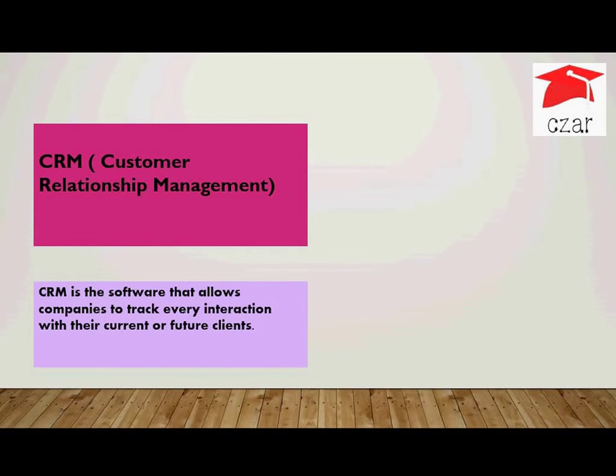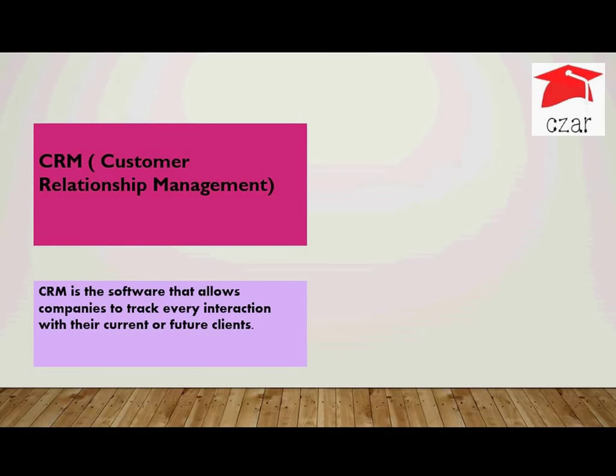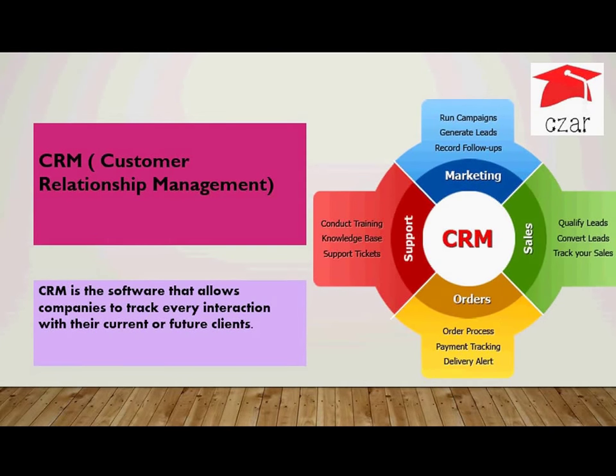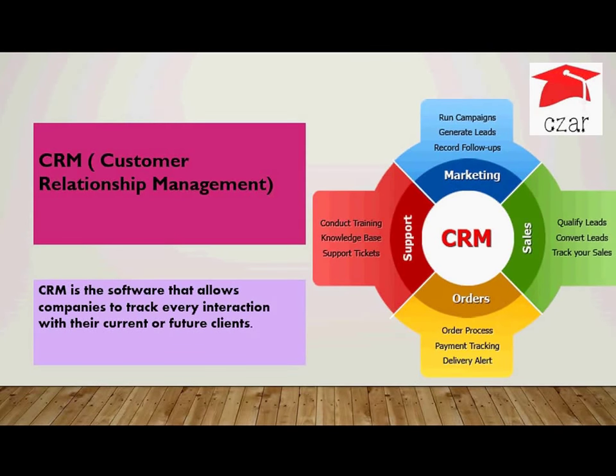Customer relationship management. What is this? CRM is the software that allows companies to track every interaction with their current or future clients. It has primarily four departments: marketing, sales, orders, support. The marketing department runs campaigns, generates leads, and records follow-ups. The sales department is converting sales leads into orders, managing the funnel, converting the leads.